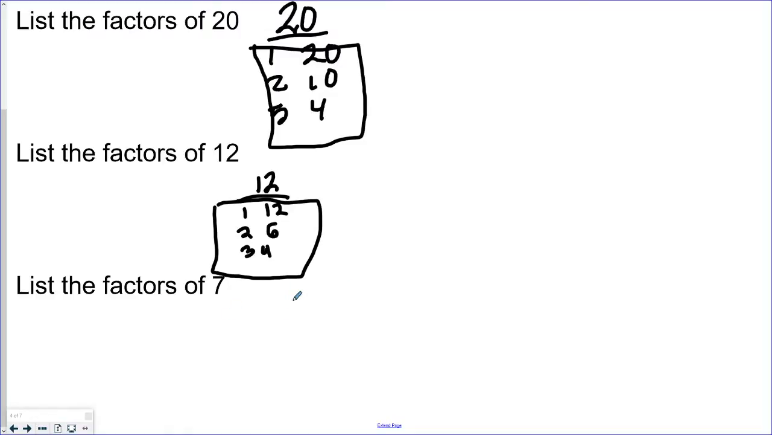Now if we list out the factors for 7, we have 1 and 7, and then nothing else really.